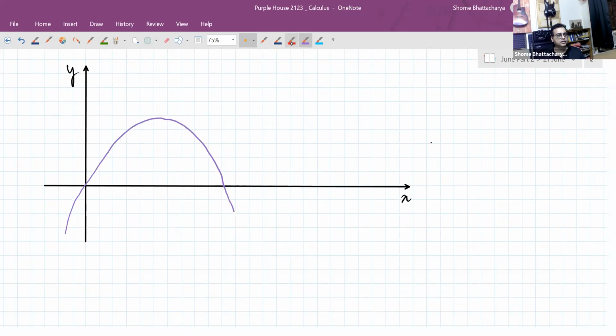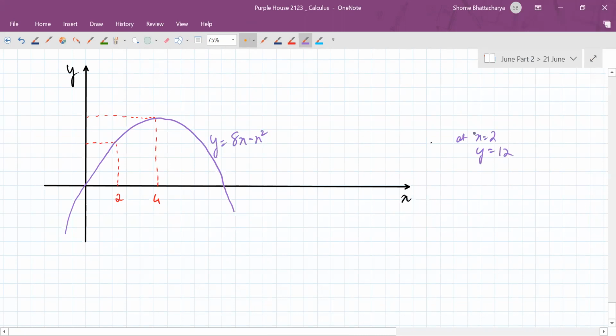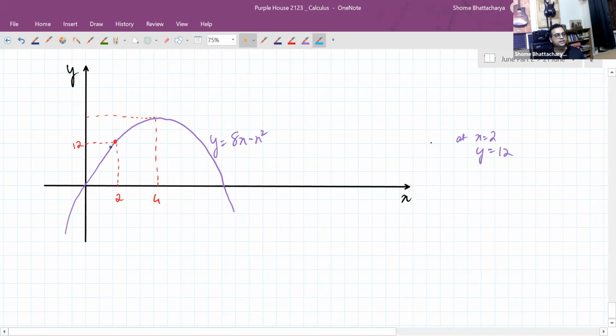Let's say, roughly speaking, this is what our graph was like. So x equal to 2 would have been some point over here, where the y coordinate is how much? The function is 8x minus x squared. So at x equal to 2, we saw the value of y is 12. So this is the value. Now at this point, we want to draw that tangent line and we want to find its equation. So this is our tangent line. This point has coordinates 2, 12.